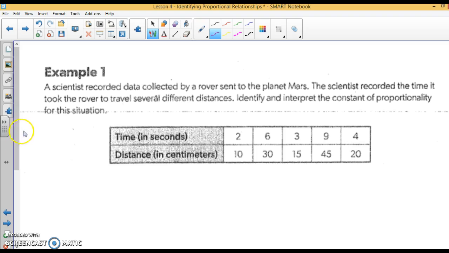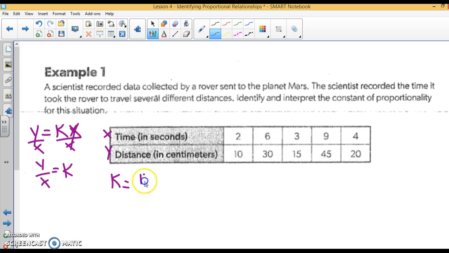For any set of data to be proportional, K has to be the same for every problem. We know this. Y equals Kx. Couldn't I divide both sides by x, and I will have K equals y over x. So your constant of proportionality is y divided by x, because that's what K is, the constant of proportionality. It is the unit rate. Now, when we have a table, x is always going to be listed first. So, our constant of proportionality would be 10 over 2.